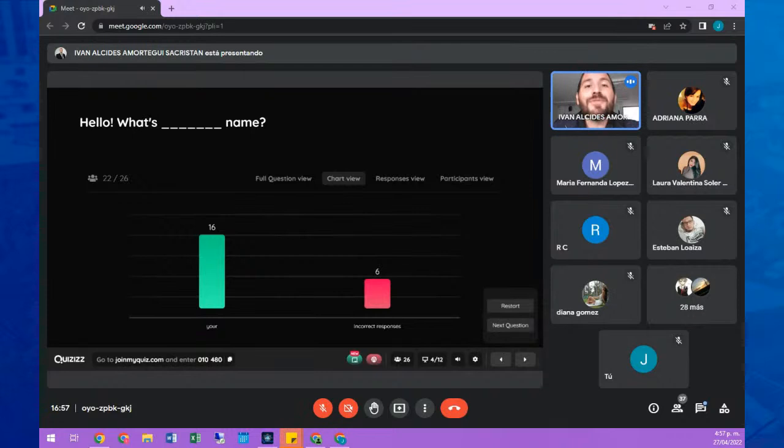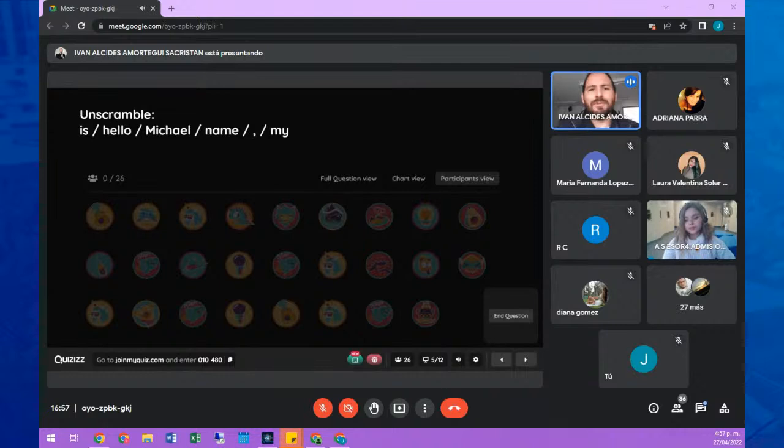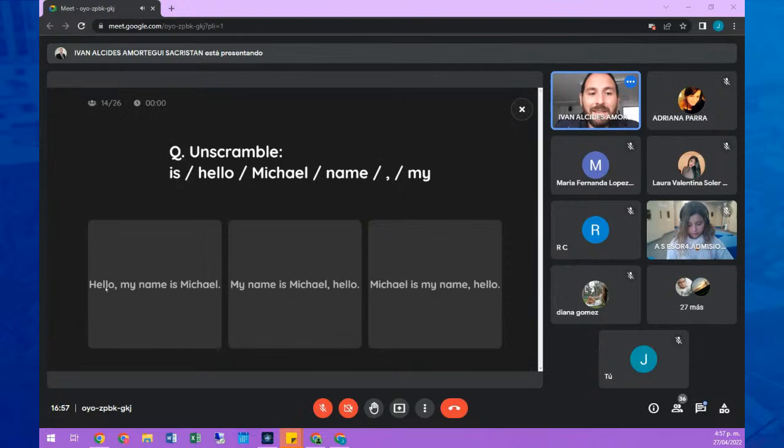Okay? Well, let's go to the last part of this activity, right? Of this first session of In English, Please, sponsored by the Catholic University. And, well, let's reorganize this and scramble, right? What is the correct option? What is the correct alternative to unscramble all of those words? Is it the first one? Is it the second one? Is it the third one?